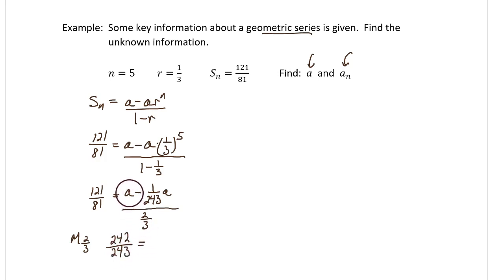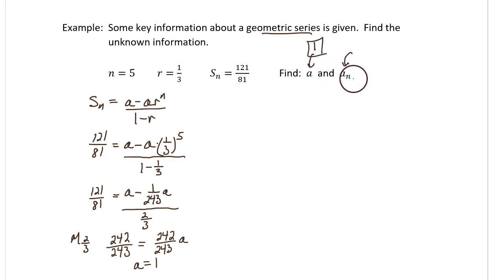And that's equal to a minus 1 over 243 a. When you combine like terms on those a terms, it makes 242 out of 243 a. In this equation, we can see that a is equal to 1. And so we found the answer for a.